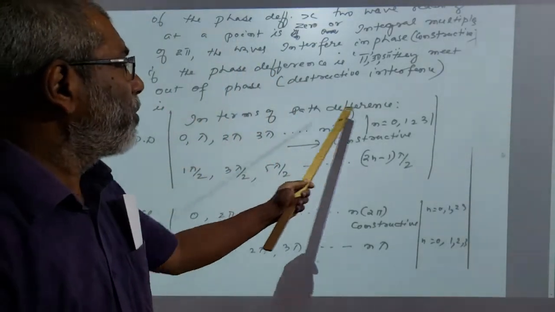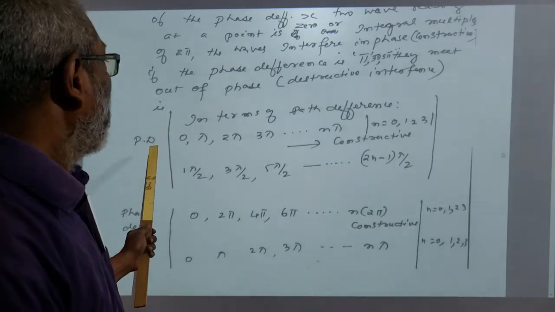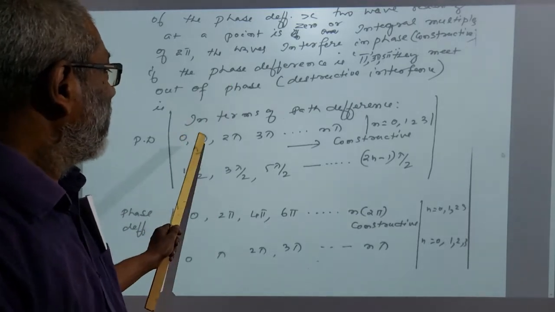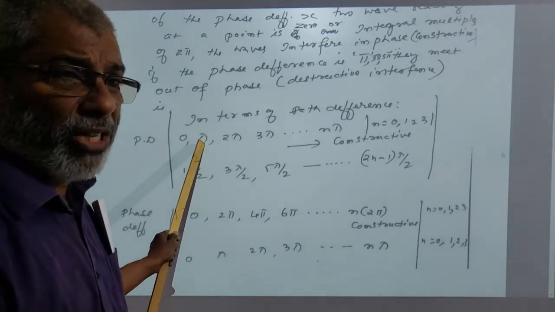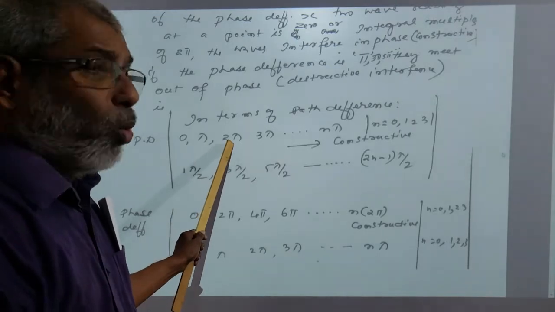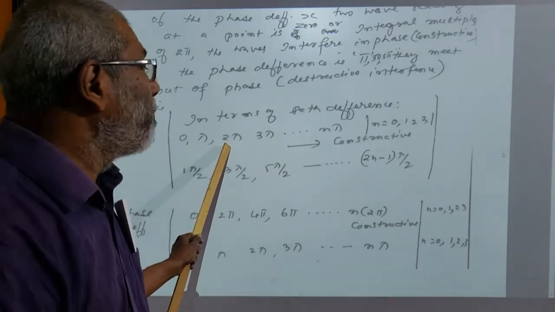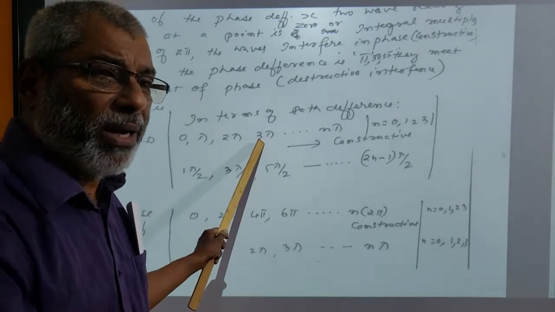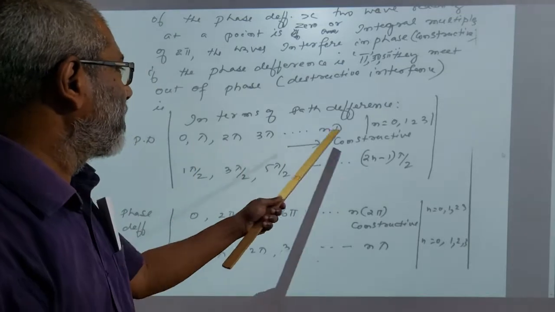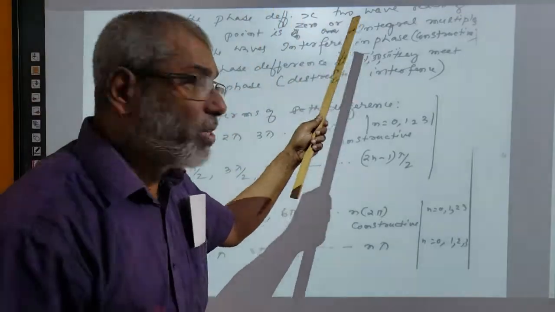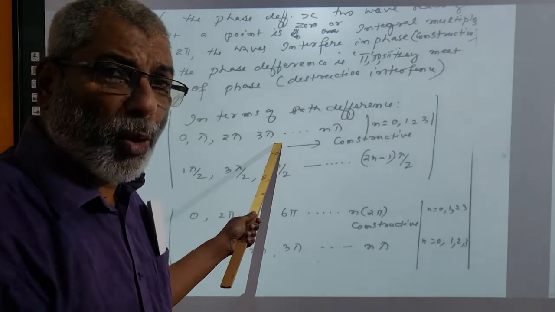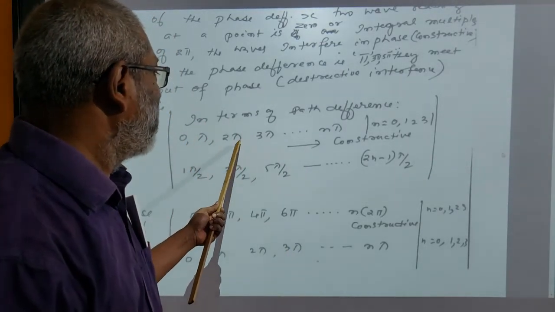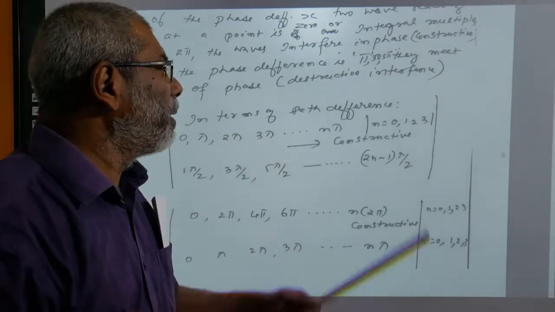So in terms of path difference, once again I can tell you, path difference is equal to 0, lambda, 2 lambda. Lambda is the path difference, means phase difference is 2 pi. 2 lambda is the path difference, means 4 pi is the phase difference. 3 lambda is the path difference, then 6 pi is the phase difference, etc. There we explained phase difference. Here now I am explaining the corresponding path difference. So the path difference is 0, lambda, 2 lambda, 3 lambda, etc., n lambda.